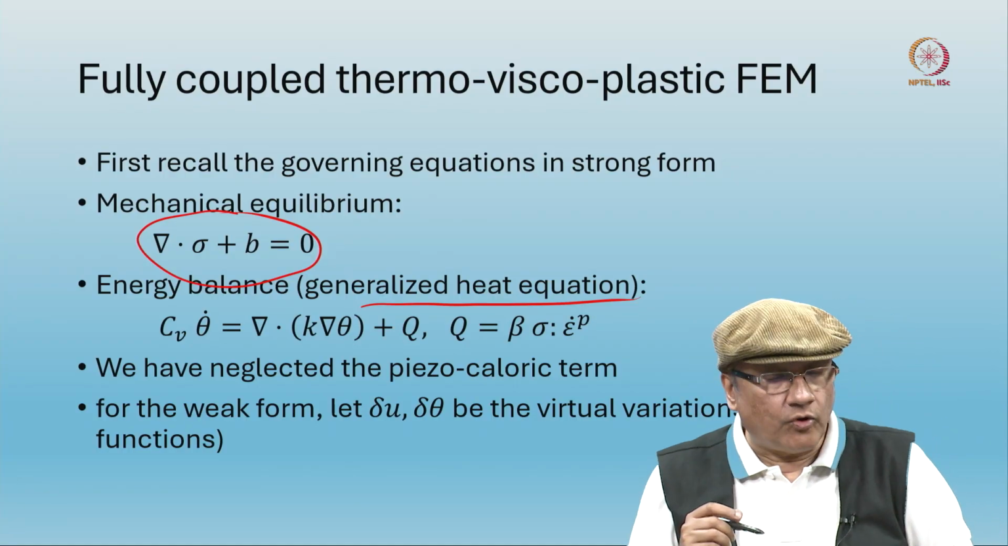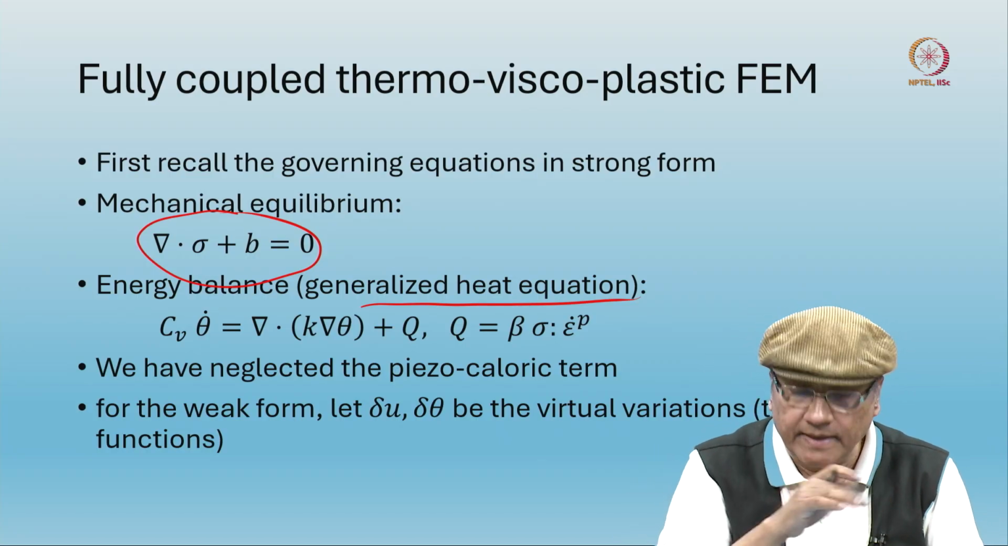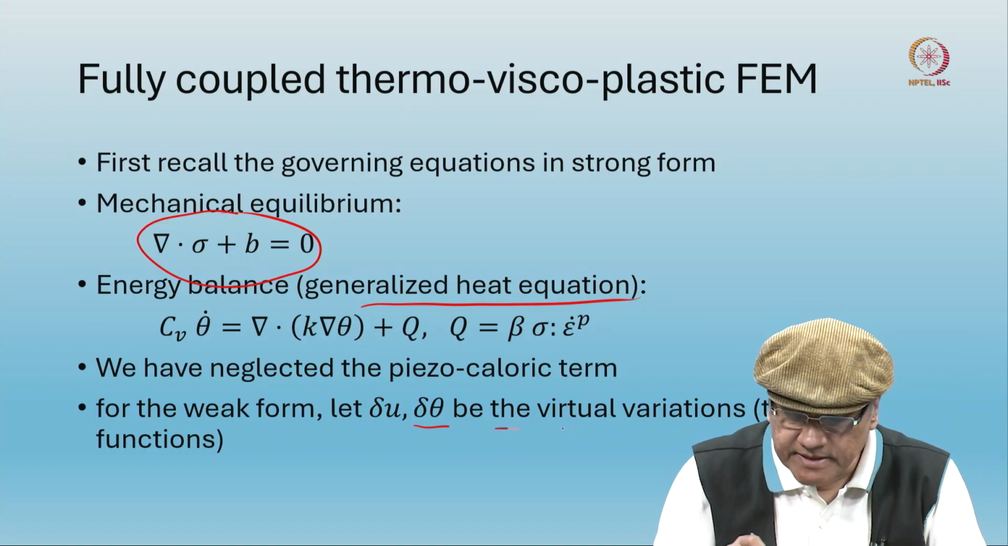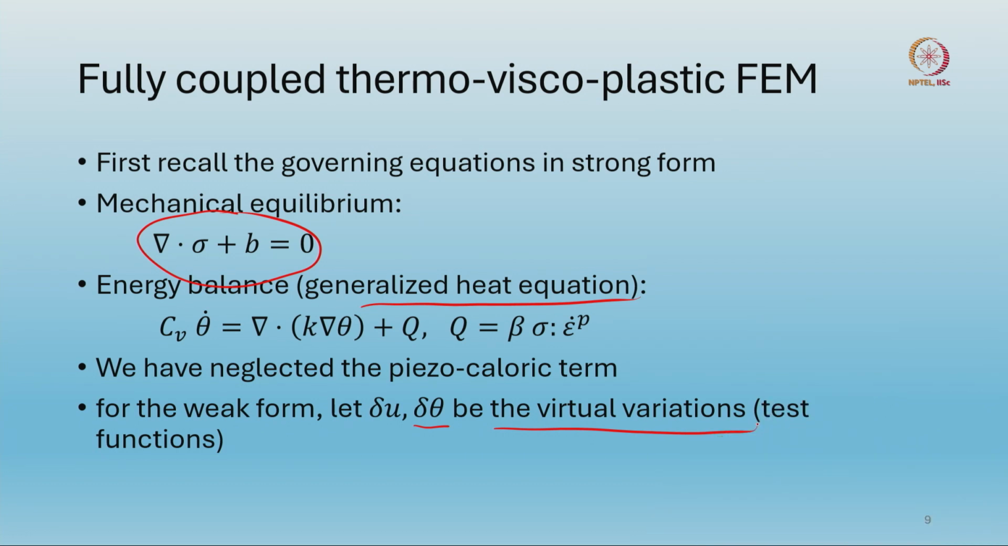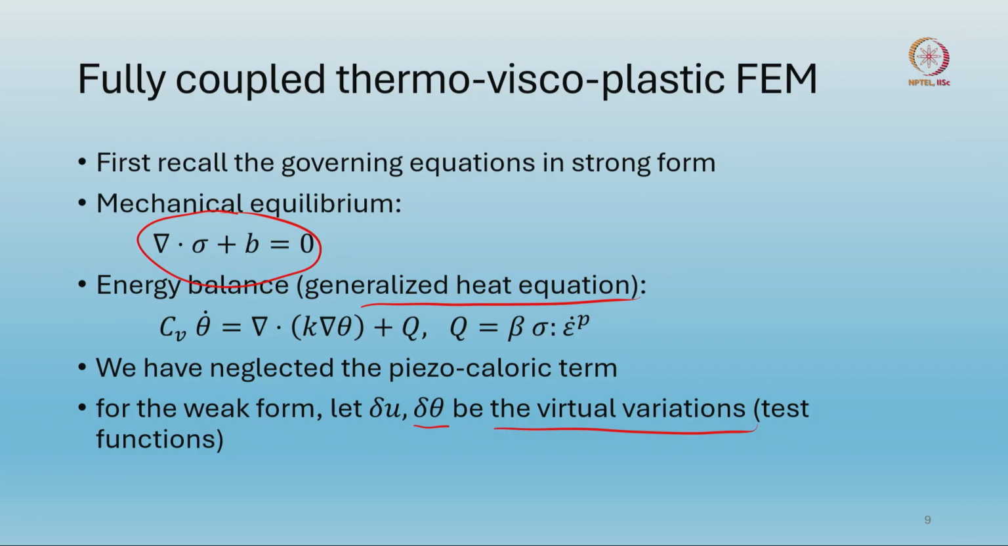Okay. So, for the weak form, because the deformation is one thing and the temperature is another variable, del u and del theta are the virtual variations, which are also called test functions. Remember that we are now trying to linearize these equations by writing them in the virtual or weak form, in the virtual work like form, right.